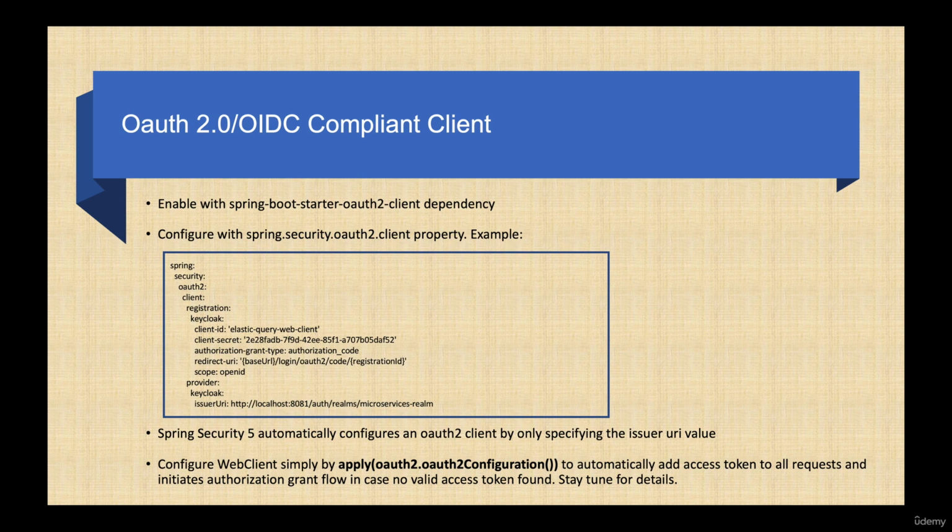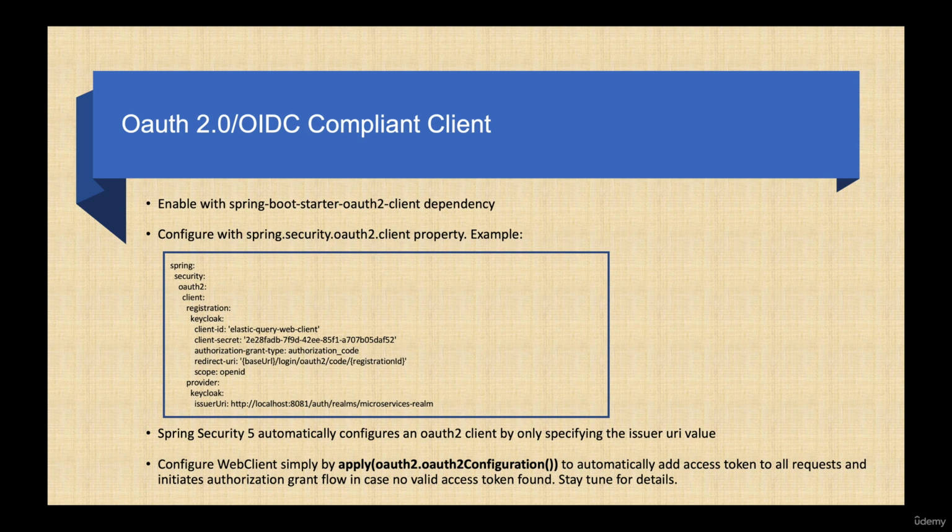As you see, we set the Keycloak client ID and secret, also the authorization grant type, redirect URI, scope as openid, and finally the issuer URI of the Keycloak server. Spring Security 5 automatically configures an OAuth2 client by only specifying the issuer URI value.